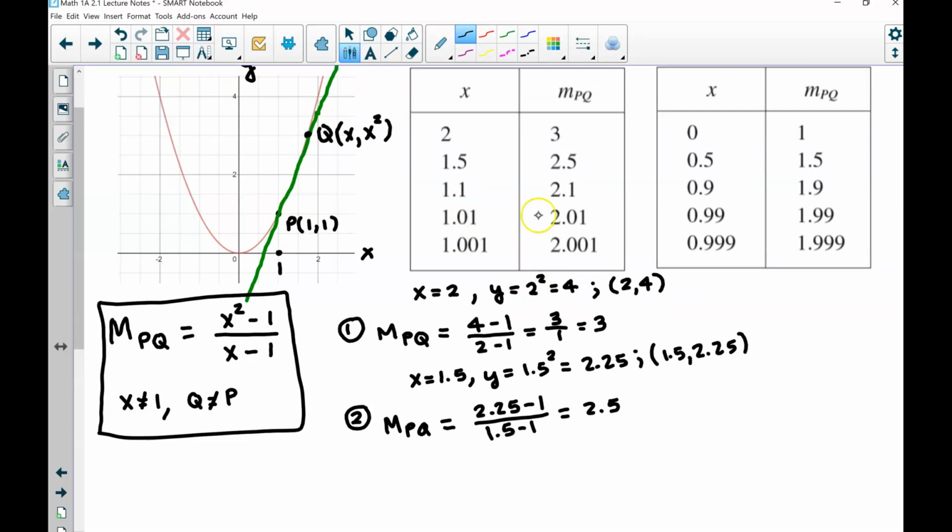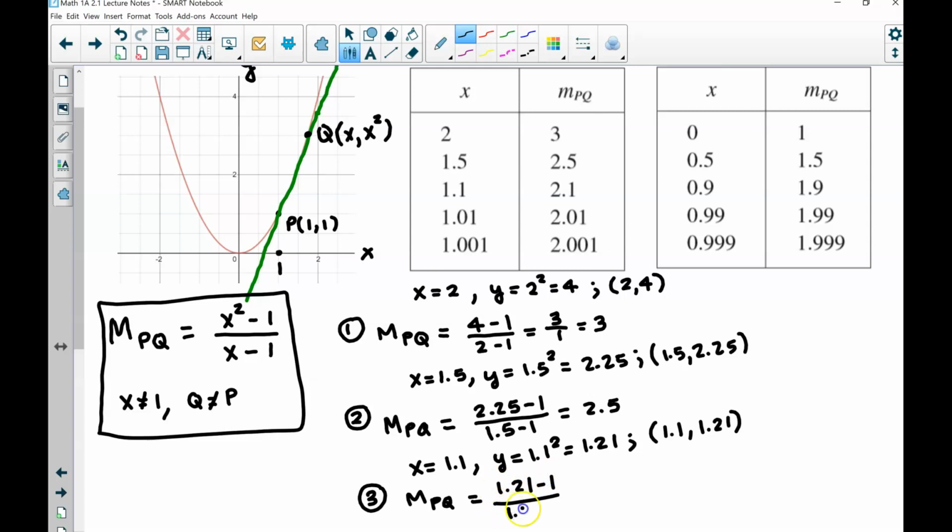Again, if we choose x equal to 1.1, let's go ahead and do that. We're going to pick y to equal 1.1 squared, and 1.1 squared gives you 1.21. So now we're going to use the ordered pair (1.1, 1.21) and find the slope of this. We end up with 1.21 minus 1 over 1.1 minus 1. And now we're going to get a slope of 2.1.